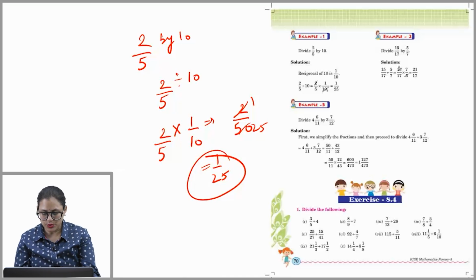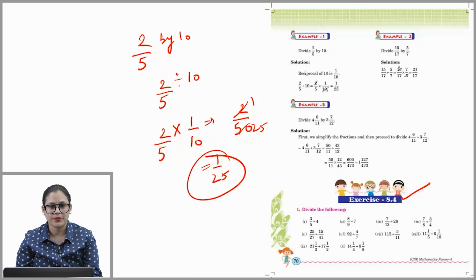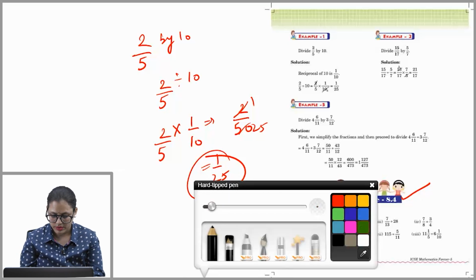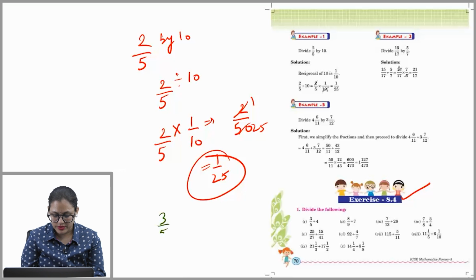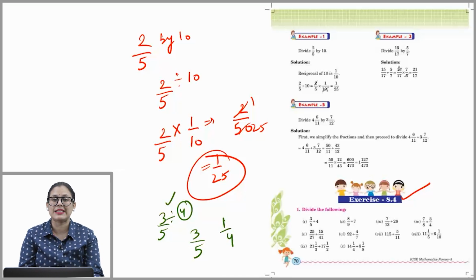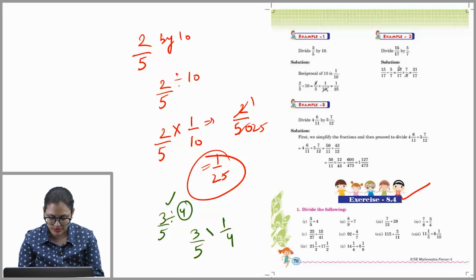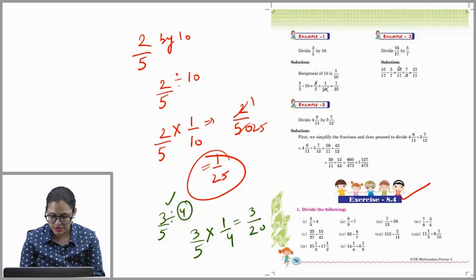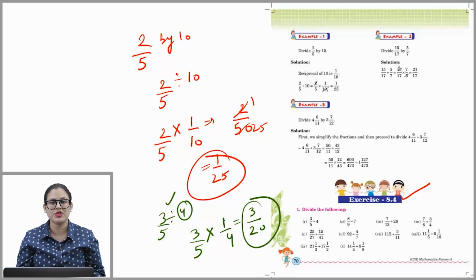Now let's do exercise 8.4. 3/5 divided by 4. 3/5, okay, you will write the reciprocal of 4, which is 1/4, and now we will replace this division sign by multiplication. Okay, now 3 ones are 3, 5 fours are 20. So 3/20 is the answer. Okay, students, now you will practice the remaining questions.